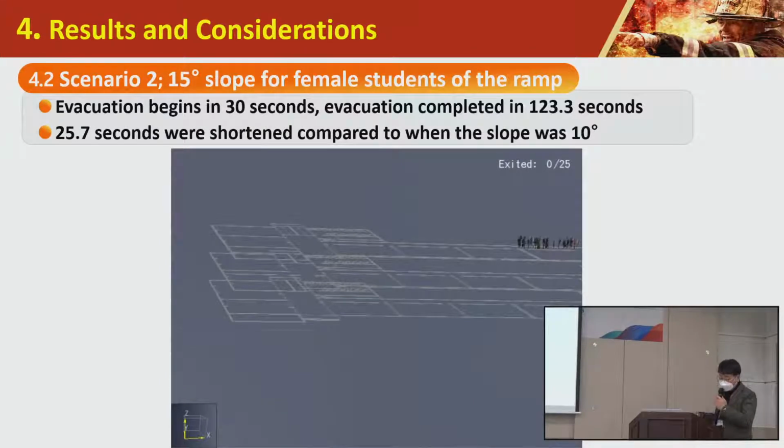This slide is a video of the analysis result of scenario 2, where the slope is 15 degrees. Also, evacuation begins in 30 seconds. Evacuation completes in 123.3 seconds. 25.7 seconds were shortened compared to the slope at 10 degrees.